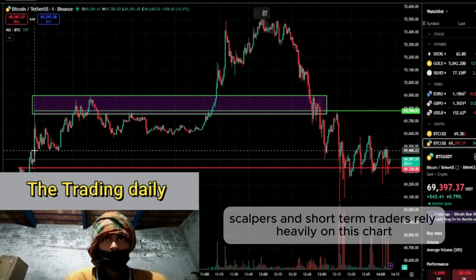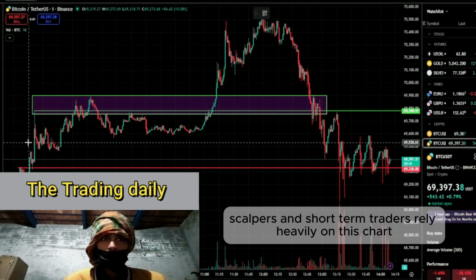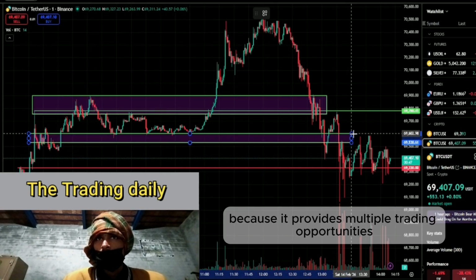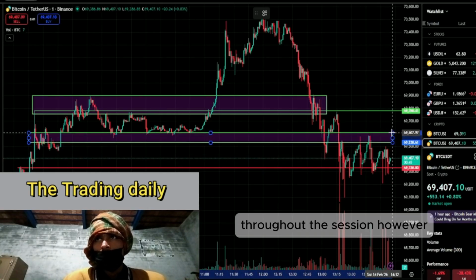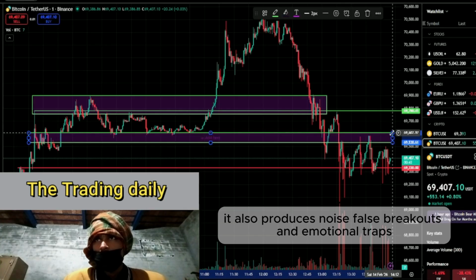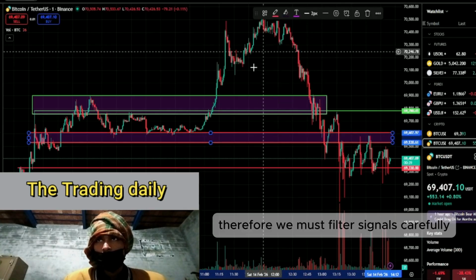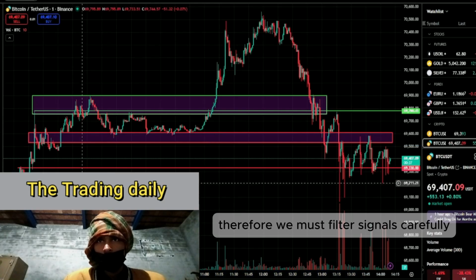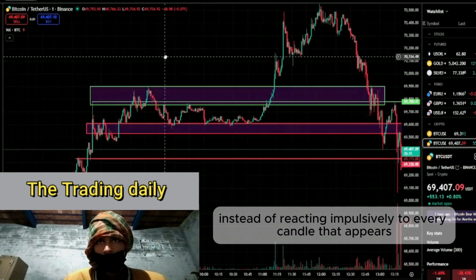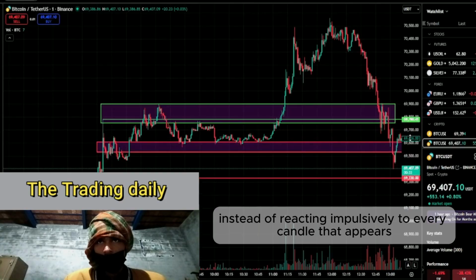Scalpers and short-term traders rely heavily on this chart because it provides multiple trading opportunities throughout the session. However, it also produces noise, false breakouts, and emotional traps. Therefore, we must filter signals carefully instead of reacting impulsively to every candle that appears.